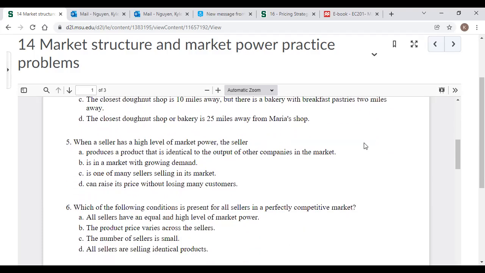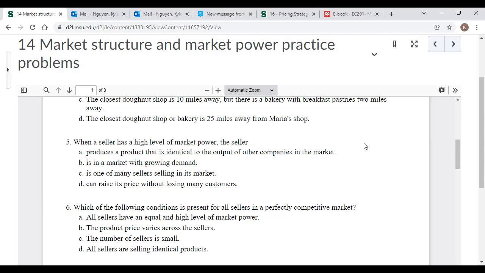Okay, 5. When a seller has a high level of market power, the seller produces a product that is identical to the output of other companies. That's not the case because we know that we gain high market power from having a very unique product. And if you're selling an identical product, then chances are your market power is not that high.